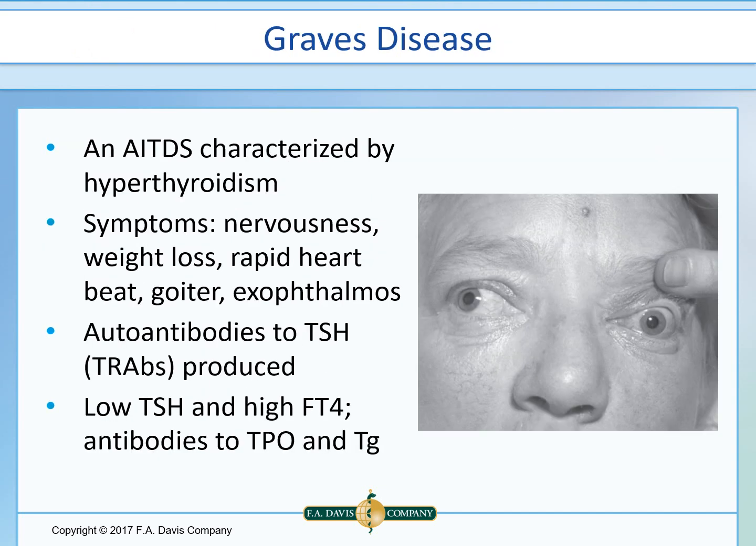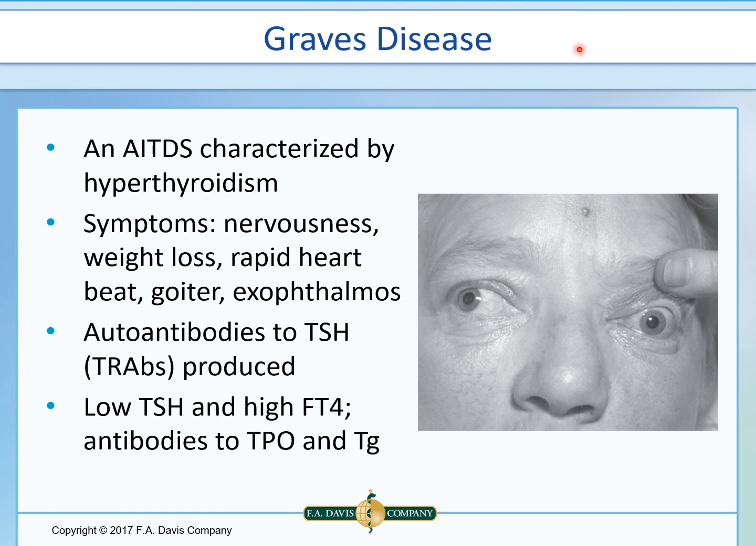Graves' disease is an autoimmune thyroid disease characterized by hyperthyroidism. So this presents most often in women in their 50s and 60s, and it's the most frequently occurring autoimmune disease and the most common cause of hyperthyroidism. Symptoms of Graves' disease include nervousness, weight loss, rapid heartbeat, goiter, and exophthalmos.